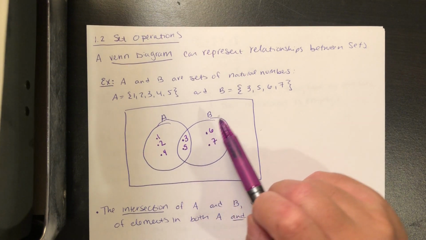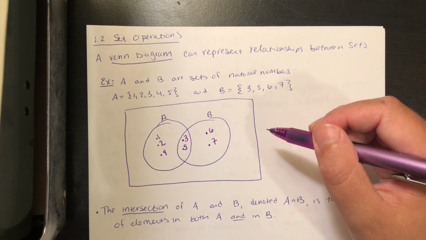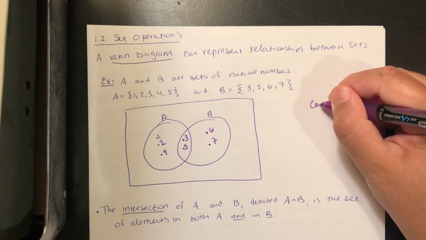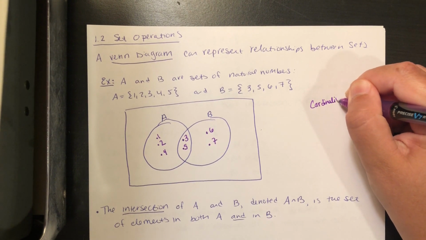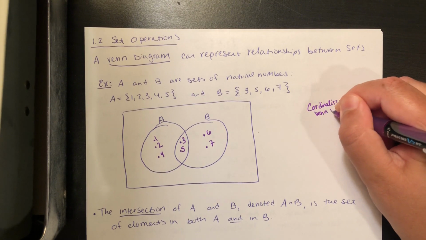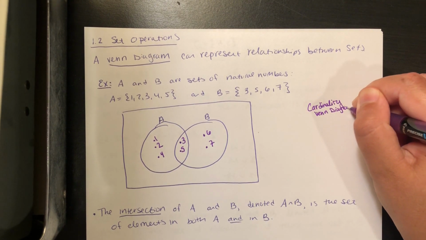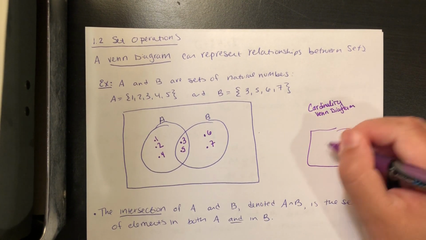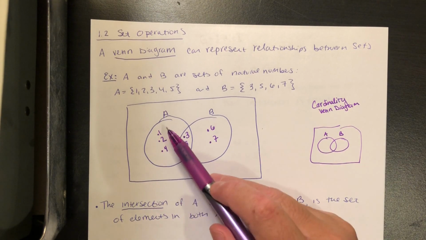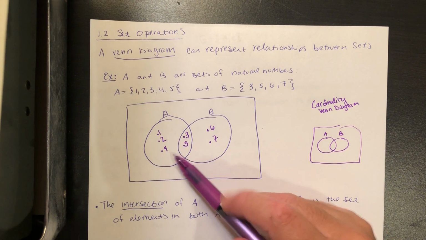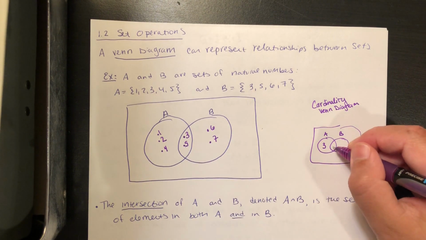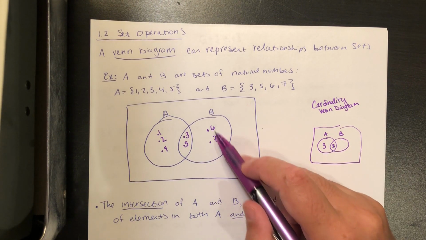Sometimes you'll see people draw a Venn diagram and use it to represent the cardinality of particular areas. So if we had a cardinality Venn diagram to represent this particular relationship between A and B, it would look like this: here's A, here's B. We would write down, how many elements are just in A but not in B? There's 1, 2, 3 of them. How many elements are in both of these sets? Well, just 3 and 5, so there's 2 of them. And how many elements are in B but not A?